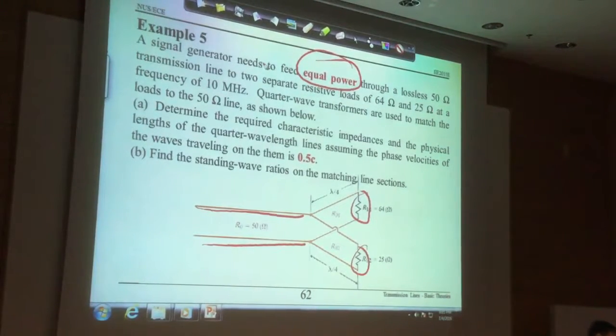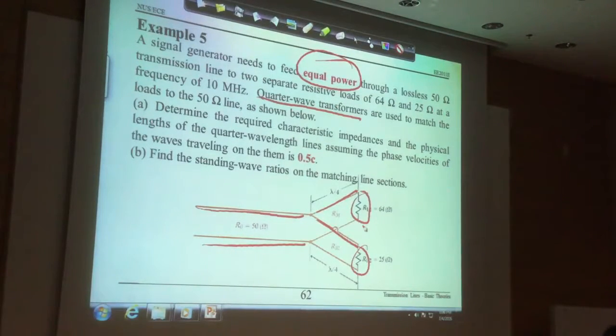We will use the quarter wavelength transformer. What you need to do is design the match network for this section and this section to achieve equal power distribution.